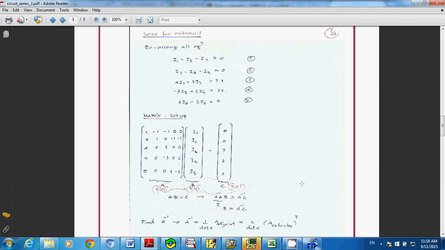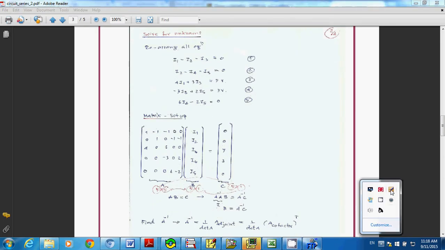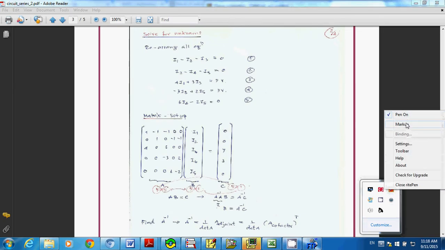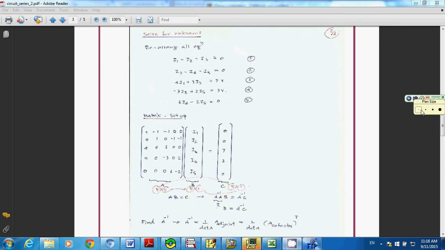Now the next step, how to do the matrix setup. Let me work on this here. I pick up the pen width. Sorry, it's too big. Okay, now to set up our matrix, the first thing you need to do, so you don't get confused, is set up I1, I2, I3, I4, I5, right? Matrix dimension of 5 by 1. And then on the right, the matrix dimension is also 5 by 1, because you pick up 0, 0, 7, 3, and 0 here.